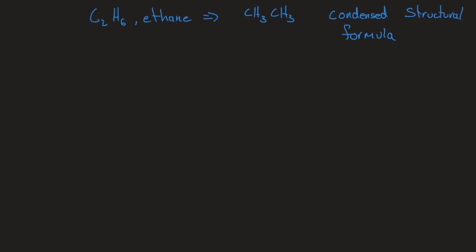Now let's apply our knowledge of bonding to drawing the Lewis structure for C2H6, or ethane. Often in organic chemistry, you will see this written as CH3CH3. This is known as a condensed structural formula, which is super useful because it indicates connectivity, or how the molecule is connected together.